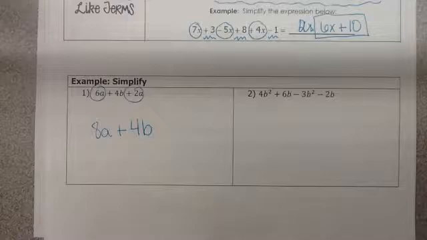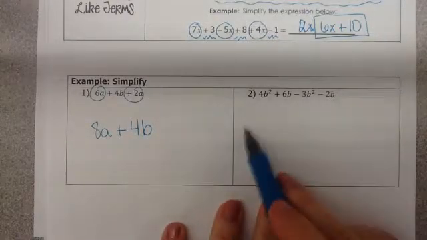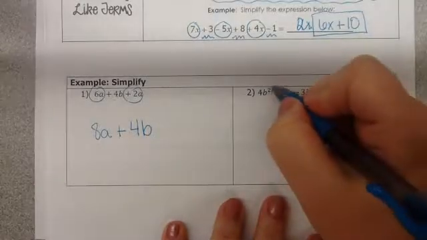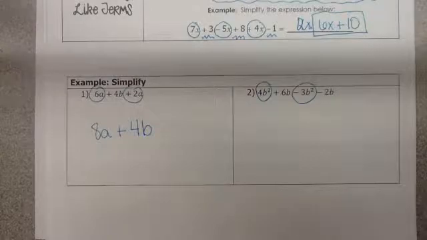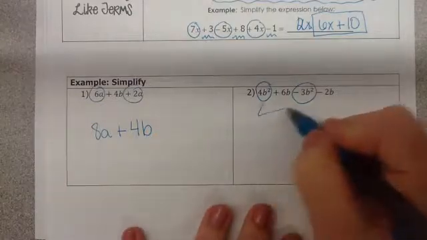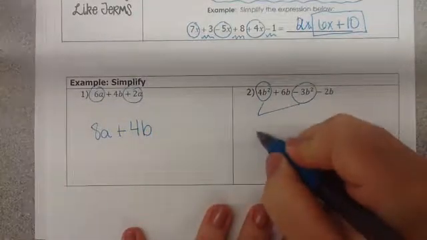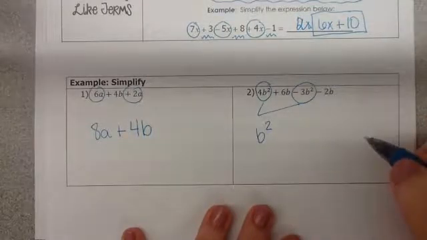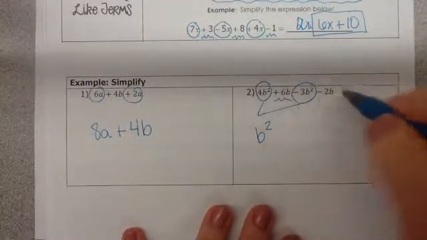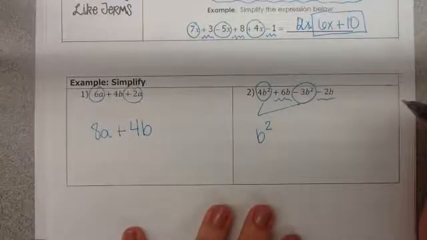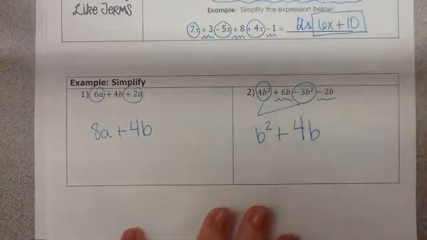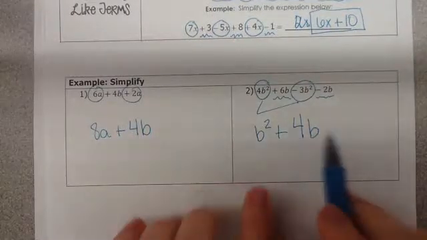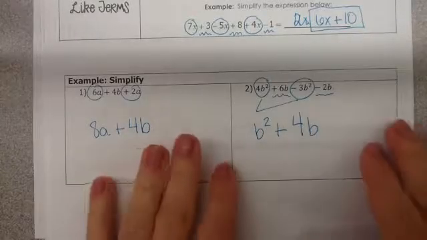They're not the same. When I look at number 2, they all have a b, but some of them have b squared. B and b squared are different terms. I can only put together the b squared. So if I put those two together, we are left with 1b squared. 6b minus 2b gives us positive 4b. These cannot go together because b squared and b are different terms.